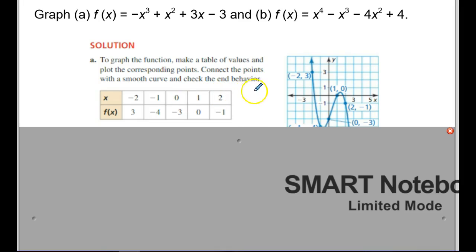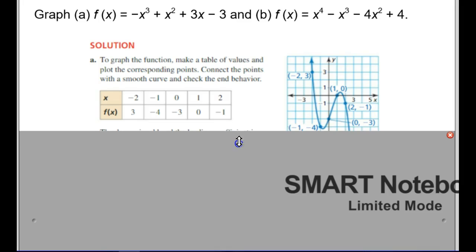And generally these are pretty good numbers to use. They're generally pretty simple. So then I can connect them. And I always want to just double check my end behavior. So for this one, I see that it's odd, so one will be up and one will be down. And my leading coefficient is negative, so as I lead from left to right, it will be going down. So I start up and I go through my points and I end down.